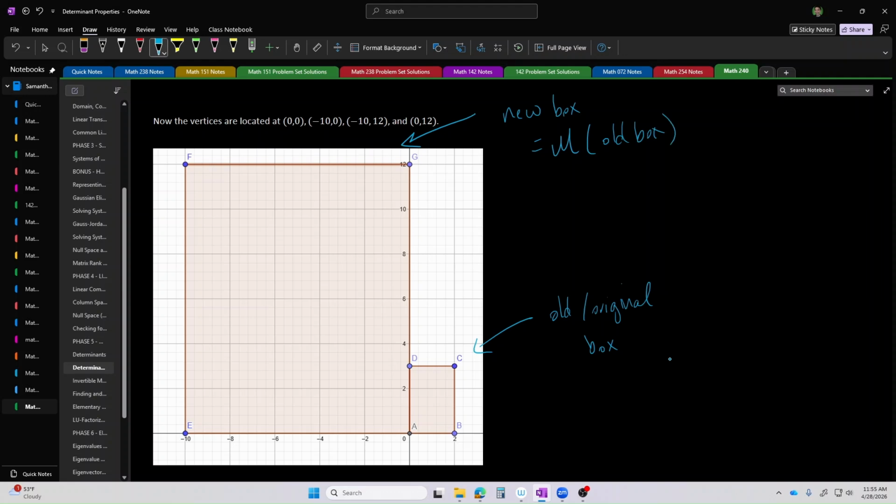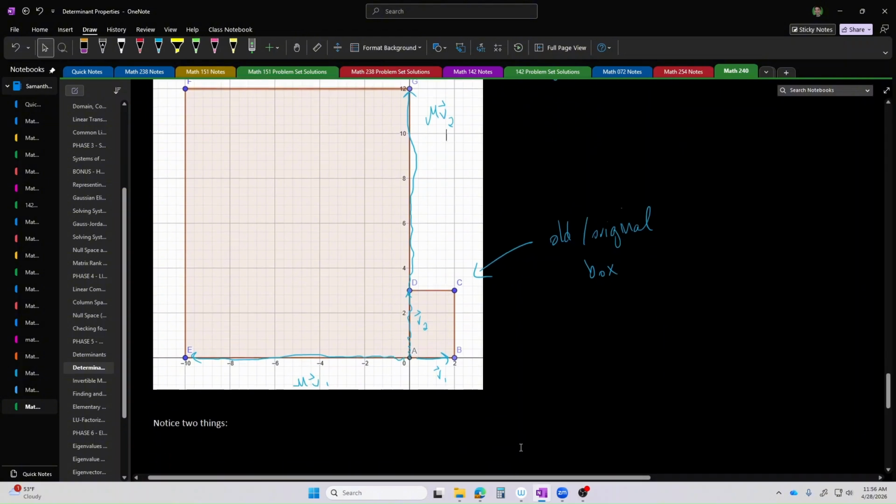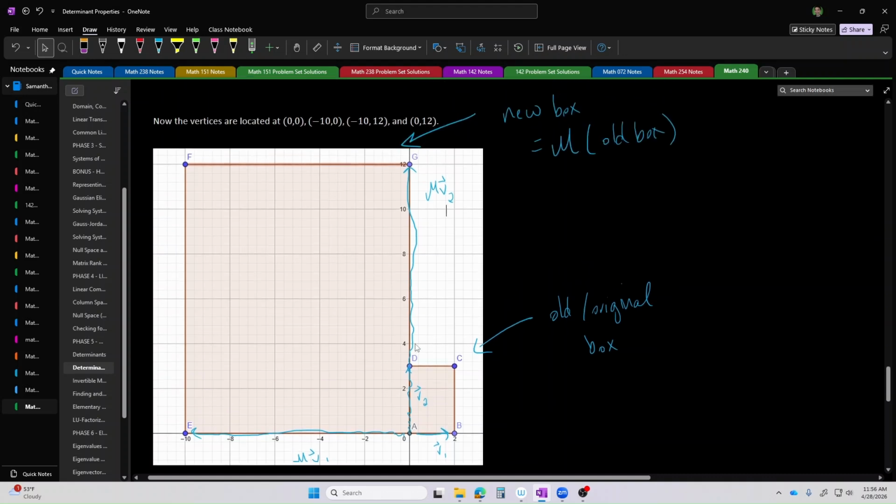You can see, for example, that the vector v1 that was originally pointing out here 2 units to the right has now been transformed into this vector pointing out here 10 units to the left. You can see, for example, that this vector v2, originally pointing 3 units straight up, has now been transformed into this vector Mv2 that is pointing 12 units straight up. So here on the right is the old box before being transformed by M, and here on the left is the new box after being transformed by M. So notice two things about these boxes.